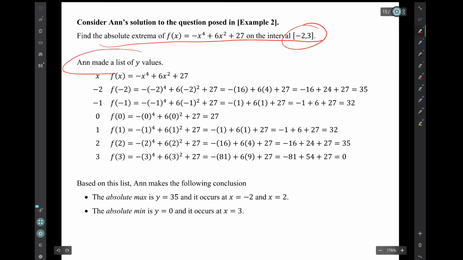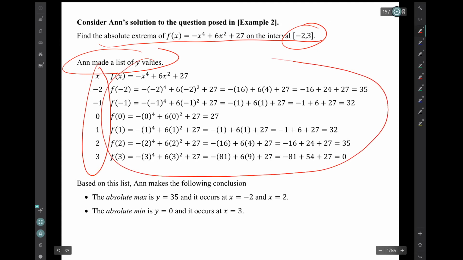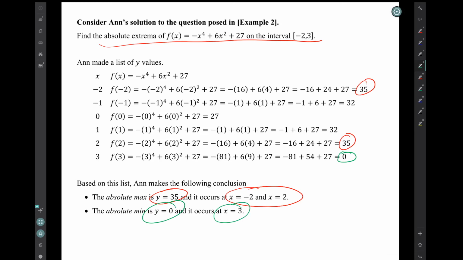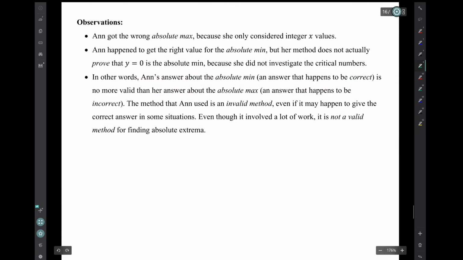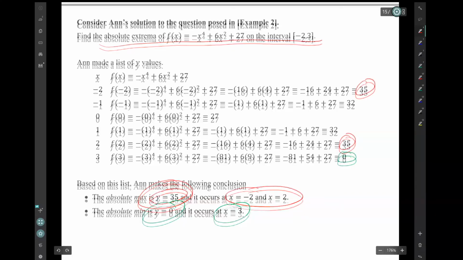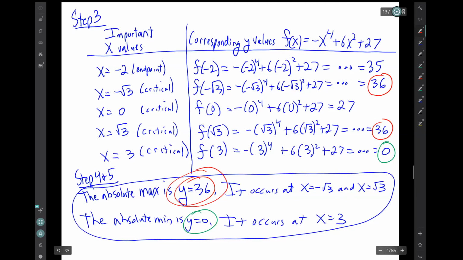So Anne made a list of y values. She made this list of a bunch of x values, and she found the corresponding y values. She observed the greatest y value was that one. It occurs at those two x values. She observed the least y value was that one. It occurs at that x value. So what do you think of her work? Well, notice that Anne got the wrong absolute max. Her absolute max is y equals 35. We know the absolute max is y equals 36.